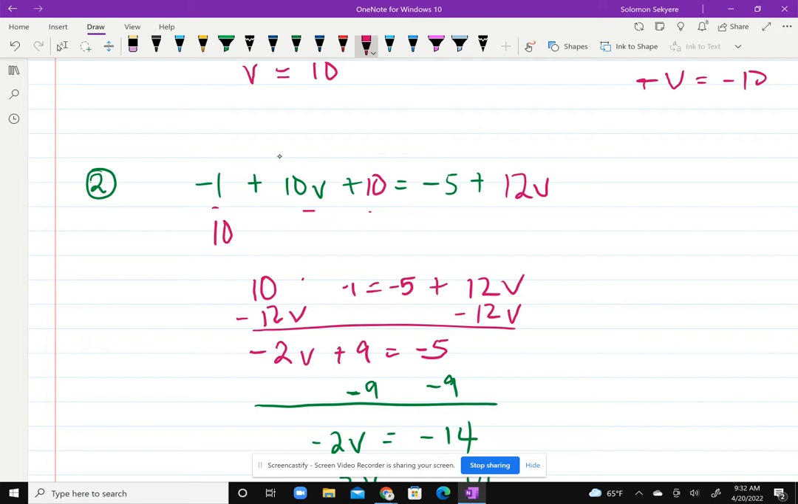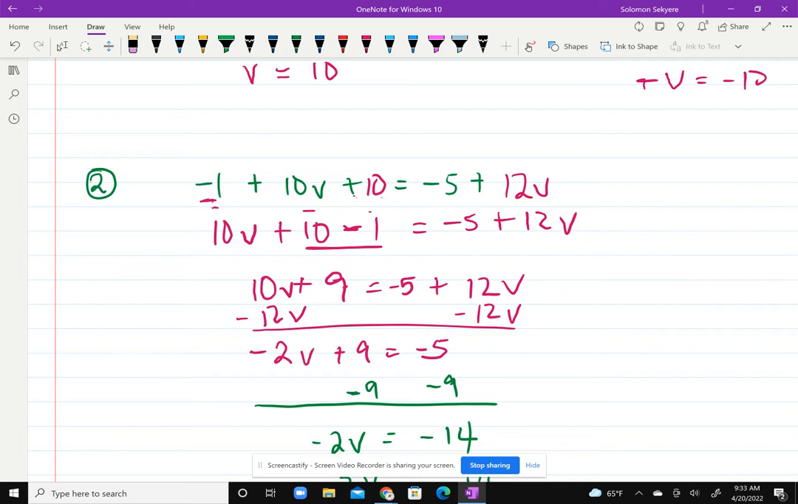You see the 10v by itself. You see negative 1 and 10 are like terms. So I put them together, plus 10 minus 1. The sign before the integer goes with it. So it's 10v plus 10 minus 1 is equal to negative 5 plus 12v. These are the like terms. So 10 minus 1 is 9, so 10v plus 9. 10v and 9 are not like terms.